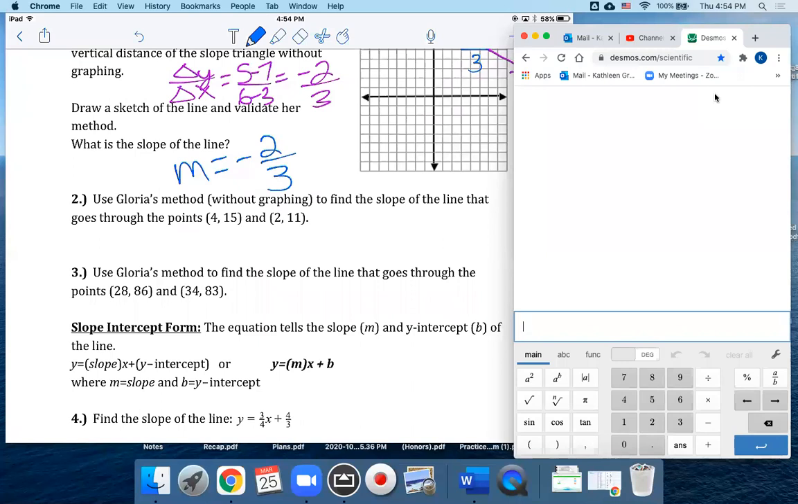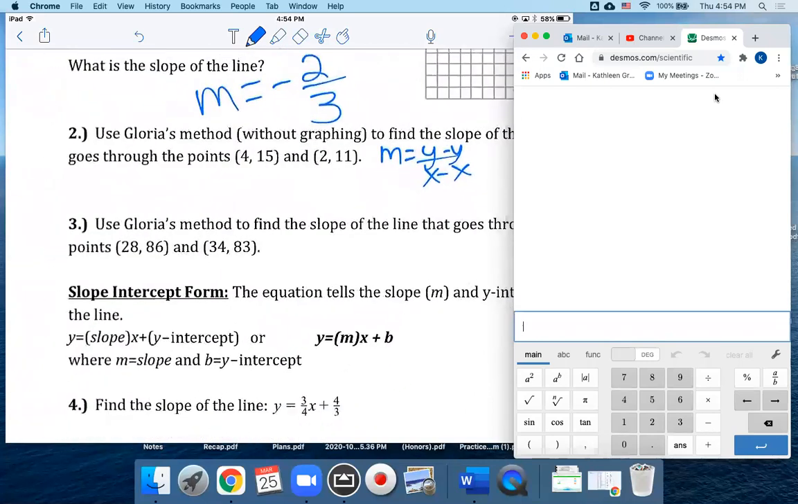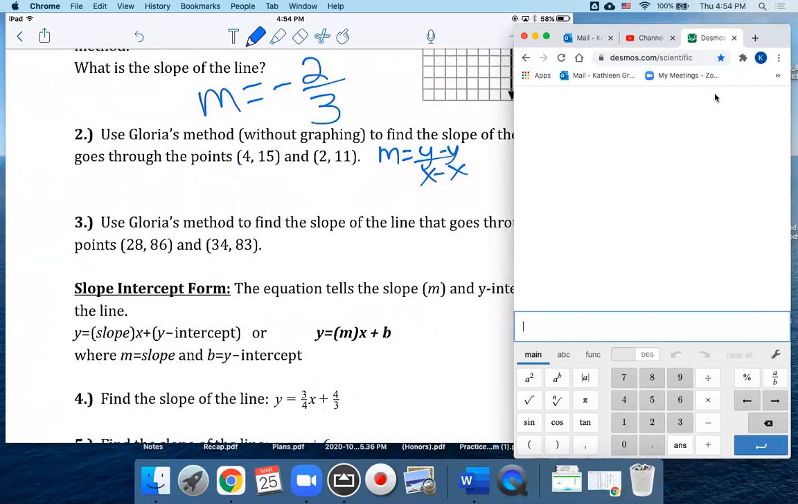All right, so I pulled up the Desmos scientific calculator just to have that handy, to show you how we can make this really easy to do. Just to recap, our slope, which is m, is y minus y over x minus x. The biggest mistake people make is that they put x on top and y on bottom. So when I go to do my slope, I'm going to set up my fraction. I'm taking my y minus my y. I always go left to right. So I start with 15 minus 11 on the top. And on the bottom, I'm going to do 4 minus 2. So it's x minus x.